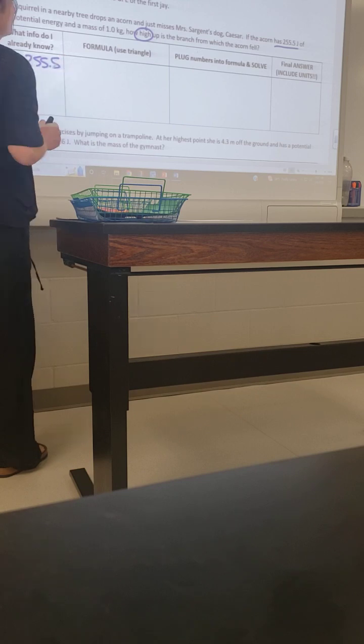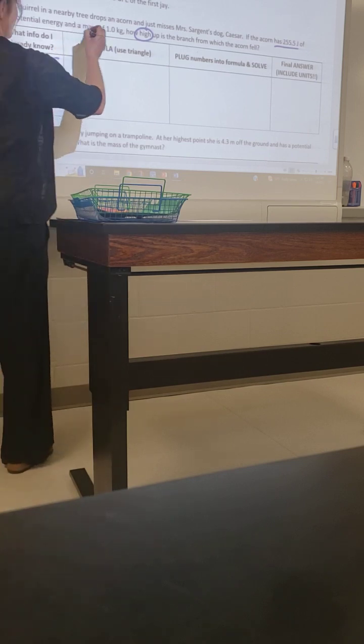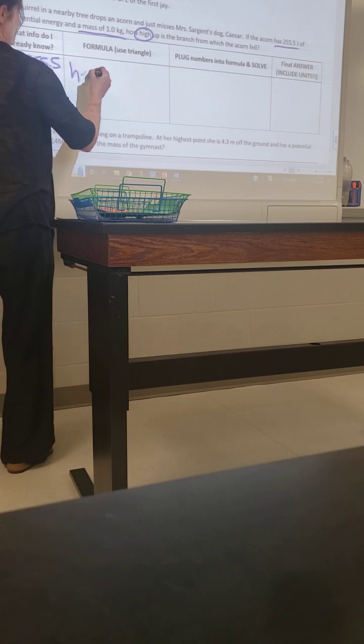What is given, Kenna? 255.5 joules. That's my GPE. Good. Brady, what else is given? 10 meters per second squared. Good, the gravity. And then what else? What do you think, Billy? Good, and that'll be the mass. All right, so now I'm solving for height.